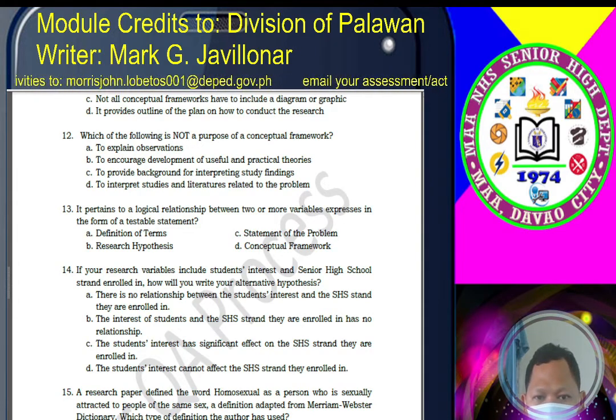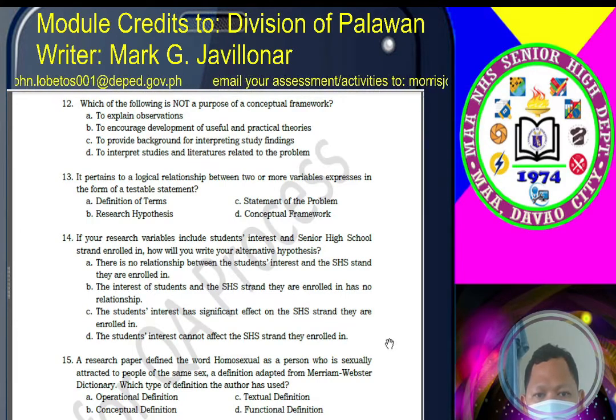Research hypothesis. Okay, number 14. If your research variables include students' interests and senior high school strand enrolled in, how will you write your alternative hypothesis? A. There is no relationship between the student's interests and the senior high school strand they are enrolled in.